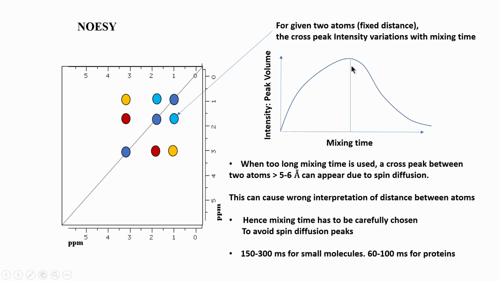Now, this is very interesting. Why does it have to decrease when increasing the mixing time? The reason is that when a long mixing time is used, a cross peak between 2 atoms starts appearing even though the 2 atoms are not close in space, meaning they are greater than 5 to 6 angstrom, but still you will start seeing a peak. Why does that happen? That happens because of a phenomenon known as spin diffusion.